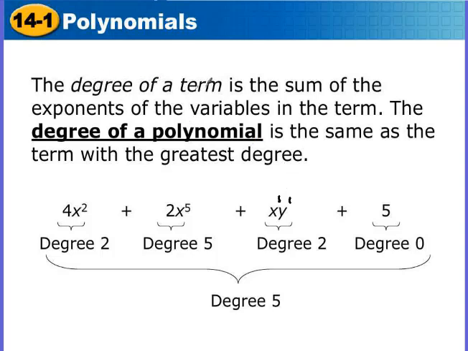So it says up here the degree of a term is the sum of the exponents of the variables. Since this x is a 1 and this y is a 1, it is a degree 2. And this 5 has no variables, thus it has no exponents on its variables, so it has a degree of 0. Okay, so now when we look at this entire polynomial, 4x squared plus 2x to the 5th plus xy plus 5, the degree of the entire polynomial is whichever monomial is the strongest. So this one would be to the 5th degree.